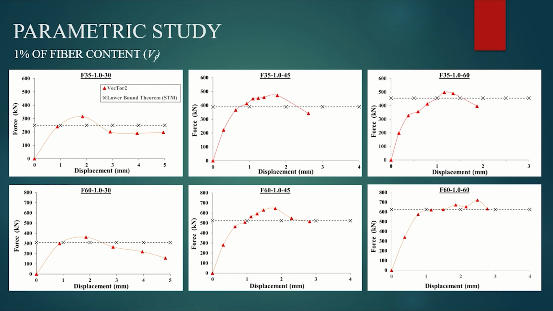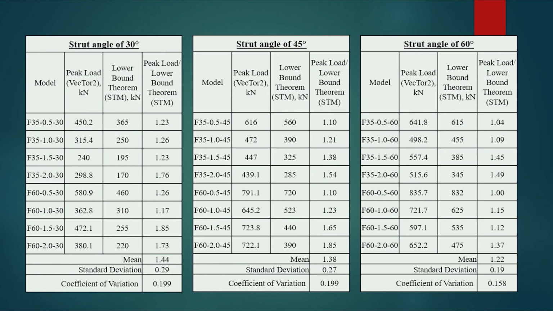So to summarize my findings, the plot of 1% fiber content will be shown as it represents similar performance to the other specimens. Based on the graph, the proposed peak load computed from the lower bound theorem of STM is lower than the ultimate load obtained from the numerical model, which justifies that the proposed strut efficiency factor of SFRC is acceptable. Tables across different strut angles were tabulated and show the peak load generated from the numerical model and the maximum load obtained from the lower bound theorem.